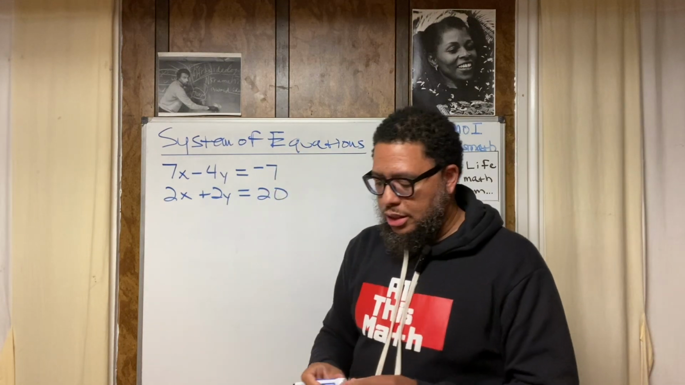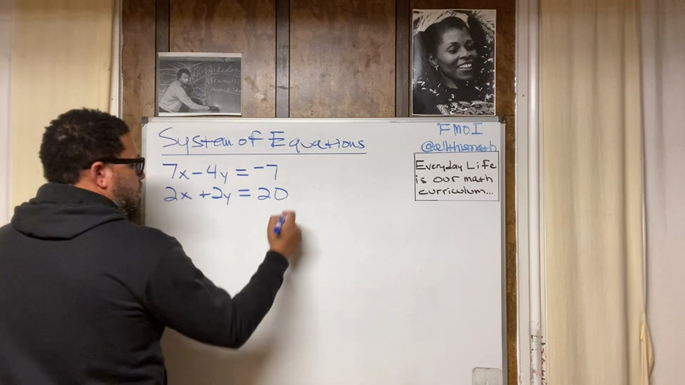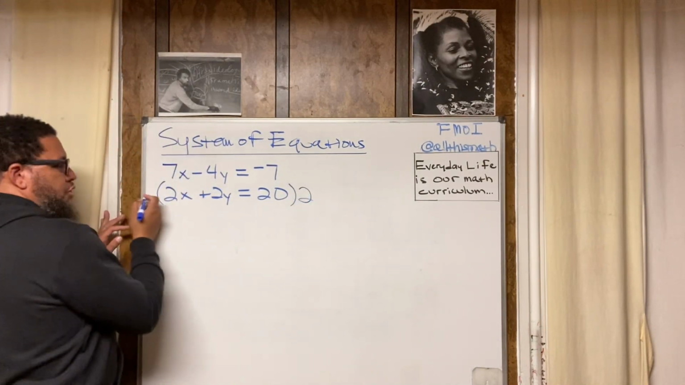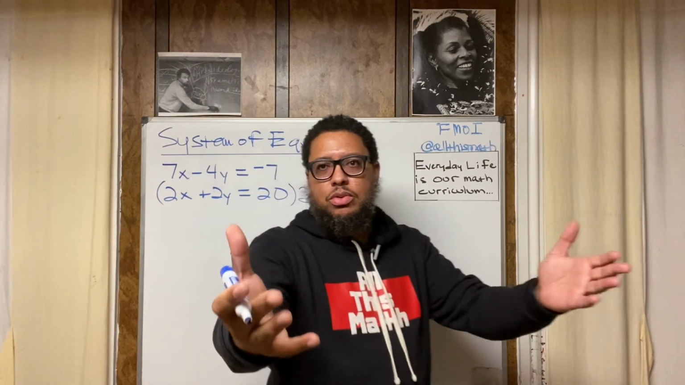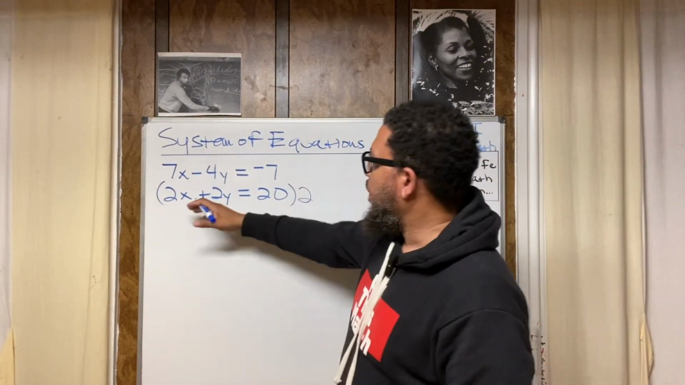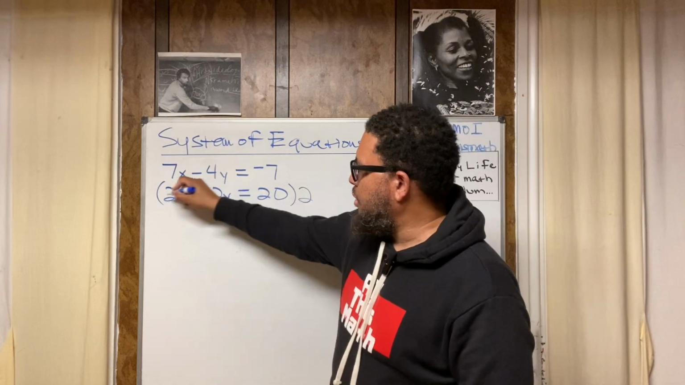So this is what that looks like. You draw parentheses around the whole equation, and then you put a 2 outside. And I could have written it in the front or the back. It doesn't matter. It's up to you. It's your prerogative. I just chose to write it right here because it looked like a little more space. Now, I multiply this whole equation by 2.